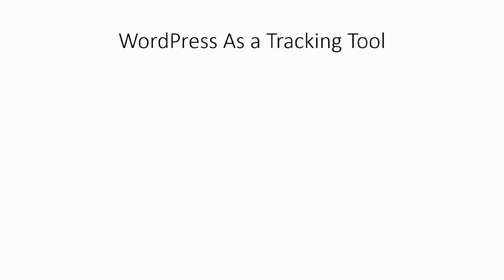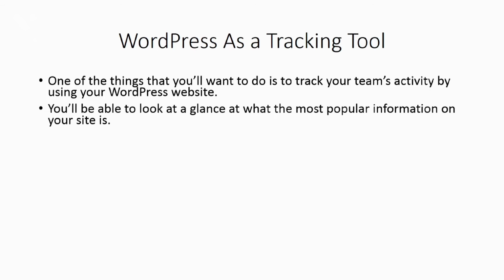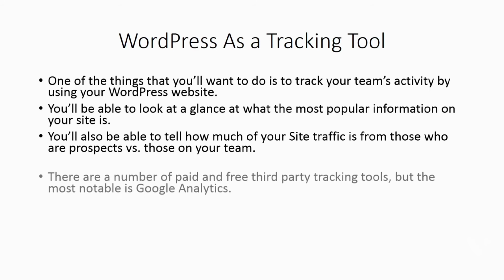Welcome back. Now in this video, we're going to be discussing using WordPress as a tracking tool. Now, one of the things you'll want to do is to track your team's activity by using your WordPress website. You'll be able to look at a glance at what the most popular information on your site is. You'll also be able to tell how much of your site's traffic is from those who are prospects versus those who are on your team.